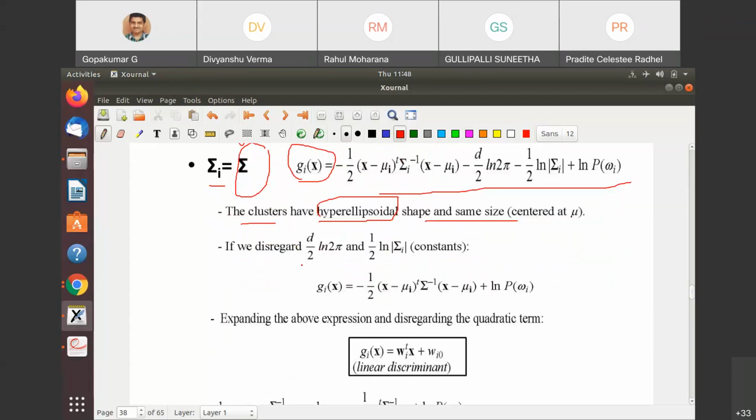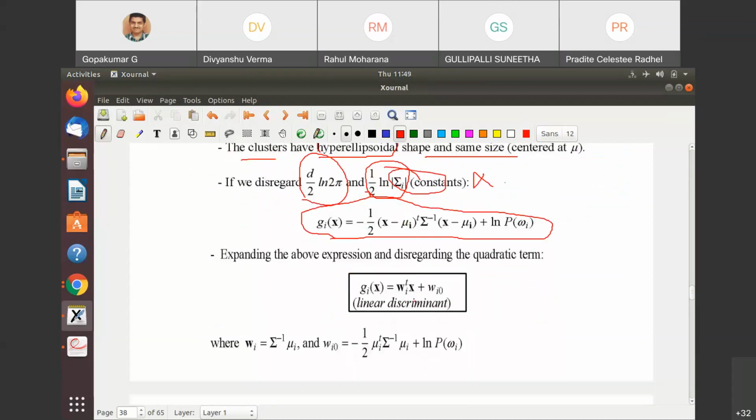So here also we can say that this term we can ignore because that is going to be a constant, and this can also be ignored because we are assuming that the covariance matrix is exactly the same for the different classes. So there is no difference in the covariance matrices, which means we can ignore these two. And so we will get to the previous equation, similar to what we have seen for case one.